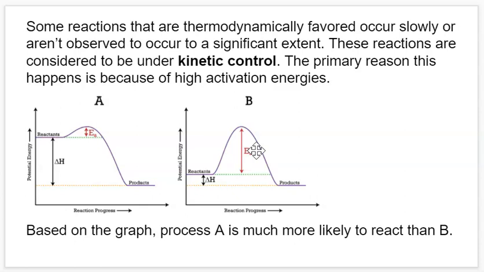In this case, reaction B is going to occur much less than reaction A, because reaction A can kind of just slip over this hill as long as it can get that slight little bit of energy to proceed. Whereas here, it's going to need to get a significant amount of energy and be in specifically the right circumstances in order to proceed to the products.